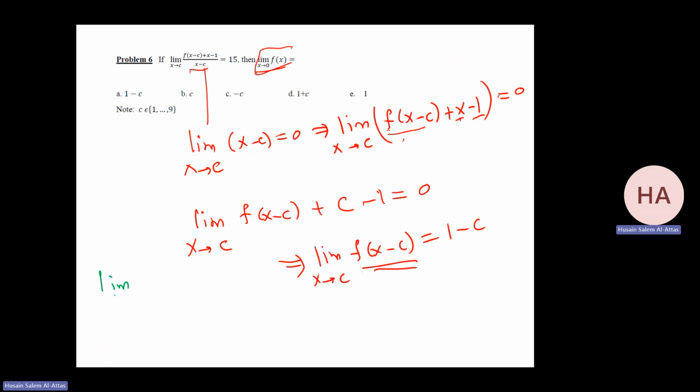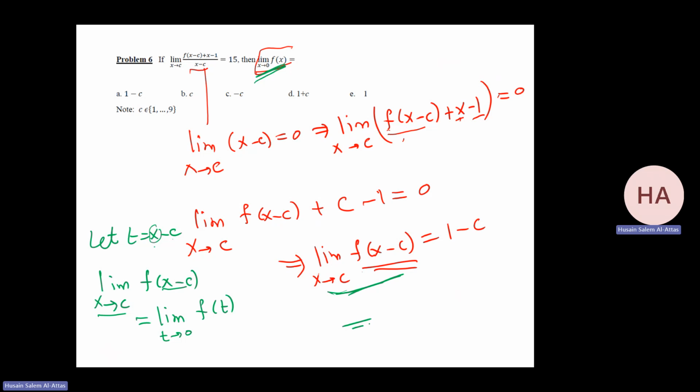Let me deal with this. Limit as x goes to c of f of x minus c. Let t equal x minus c. See what will happen. That implies limit of f of t. I took this t. Now, if x goes to c, I have c minus c. So t goes to what? To 0. So this one is similar to this one. So that means the limit as this goes to 0, or t goes to 0, who cares, will be 1 minus t. So that will be my answer. Okay, so it's the same idea, but with a shift.